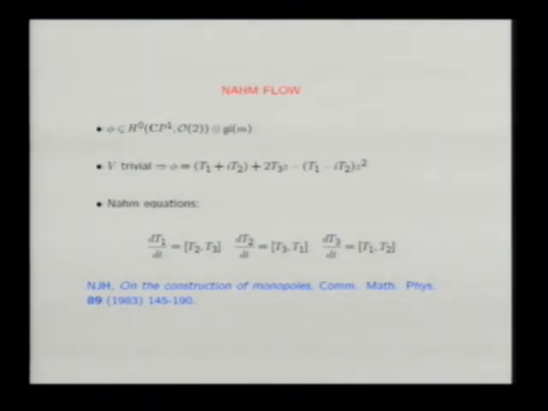Well, it actually gives you a rather interesting evolution. If I write my Higgs field as a triple of matrices which are the coefficients of a quadratic polynomial, and if I write them in this way, then you get this set of nonlinear ordinary differential equations, which appeared a long time ago when Nahm introduced them in the construction of monopoles on R3.